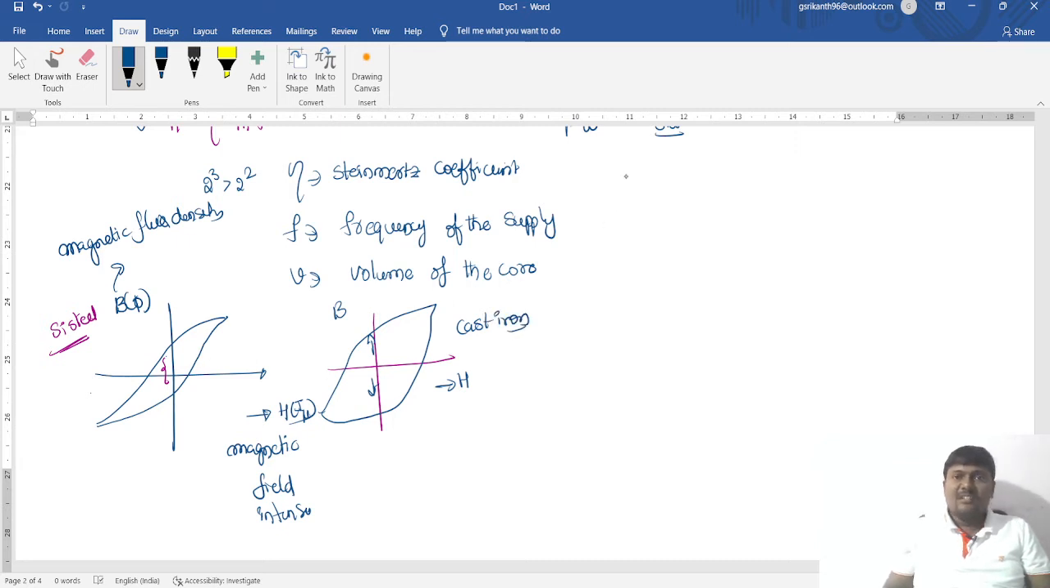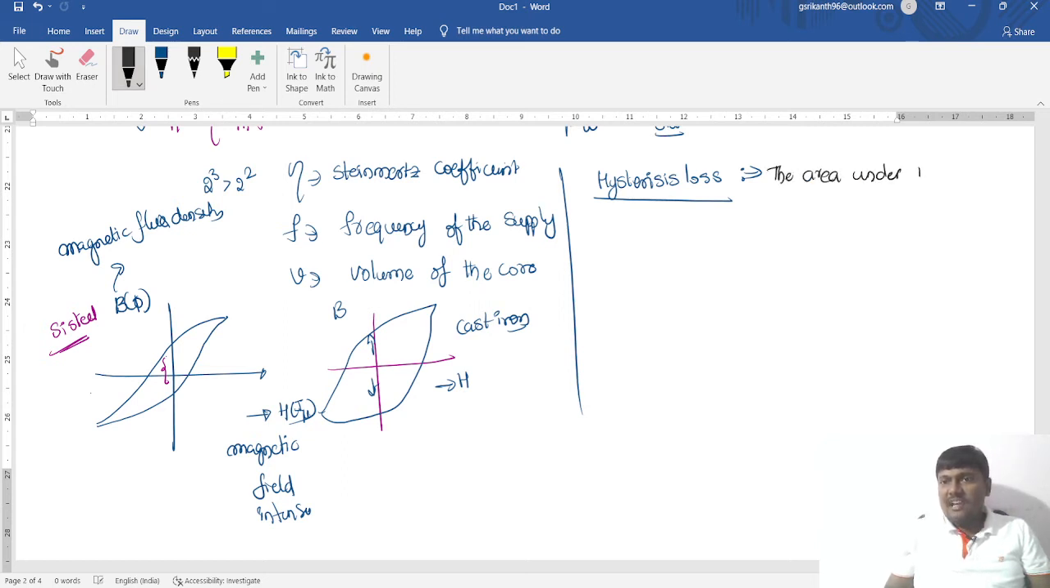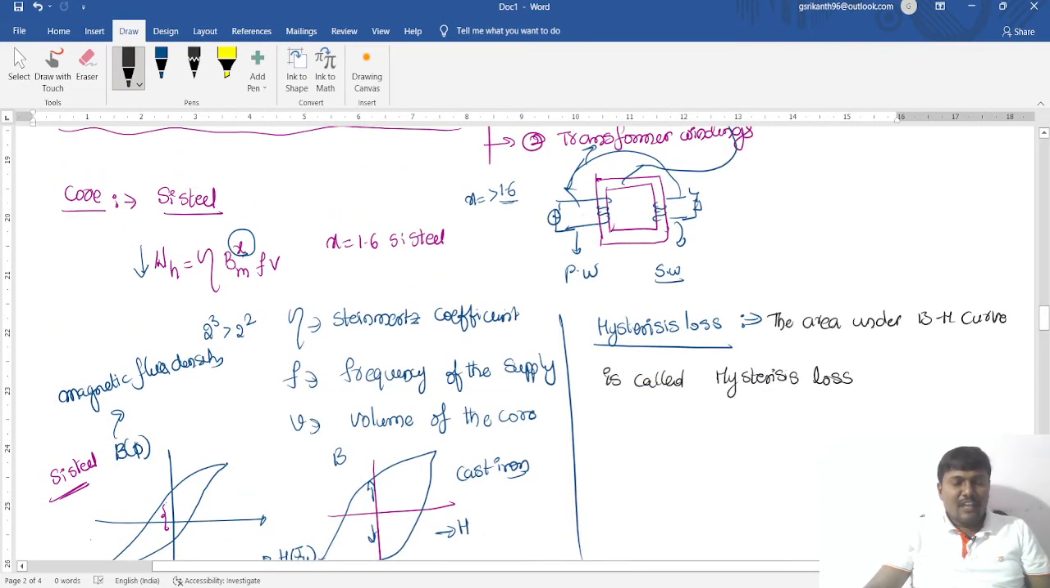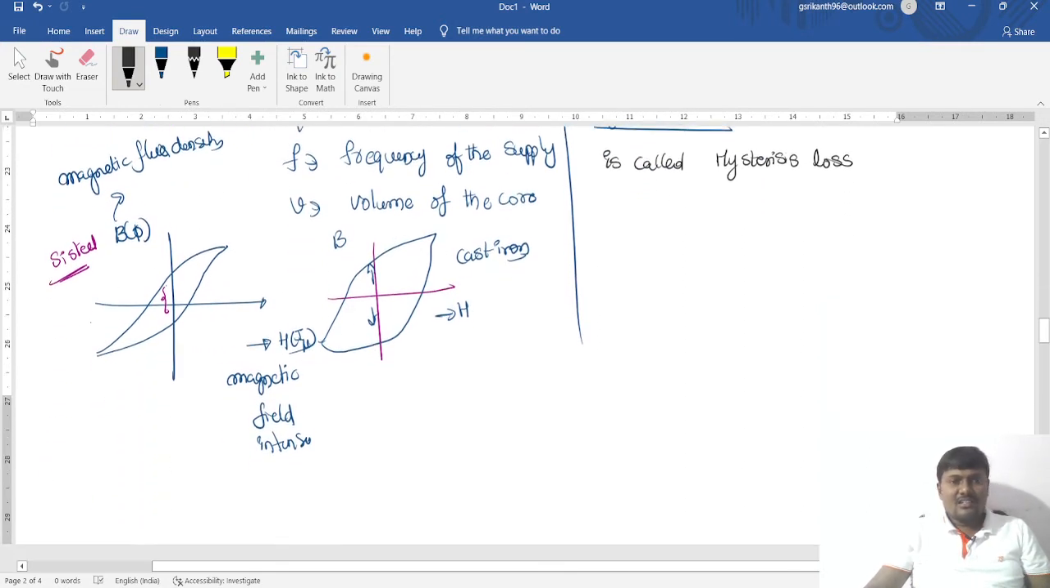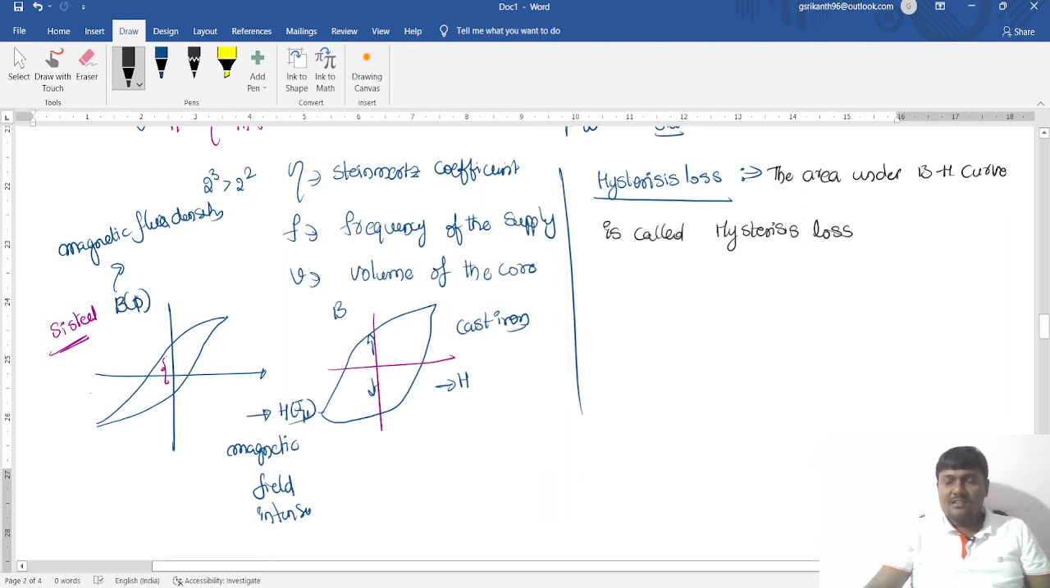The area under the BH curve is called the hysteresis loss. This hysteresis loss formula is eta B max power x F V. Now for silicon steel, the area is less, so the hysteresis loss is also less.